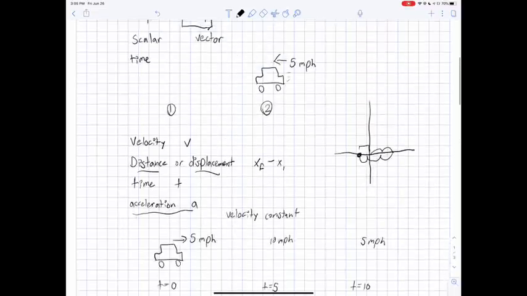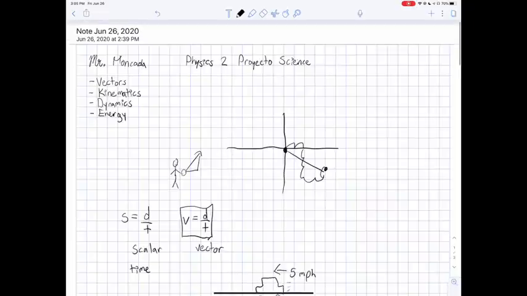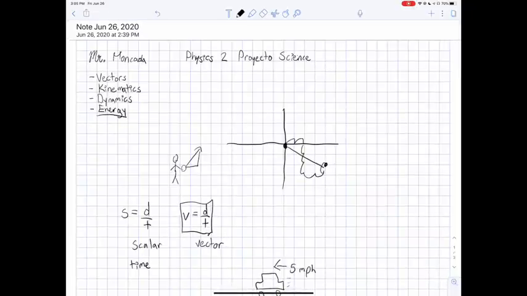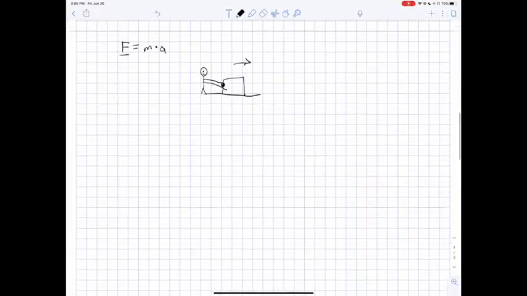Okay? Now, the last topic that we'll slightly go over is going to be energy. And the reason why I say slightly is because energy and momentum are very close hand in hand. So as we go over momentum, we'll be touching up on topics on energy. That way you guys get a better grasp for the content.